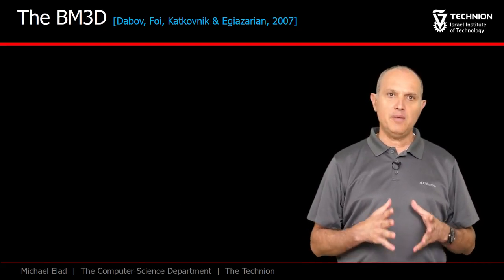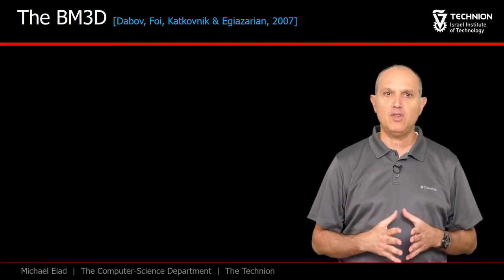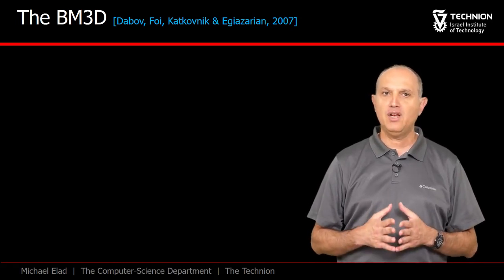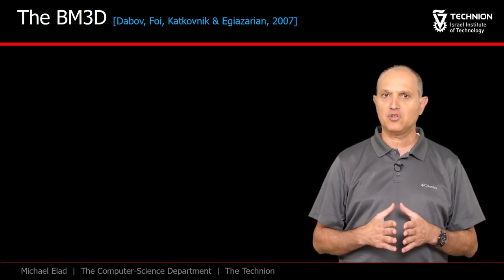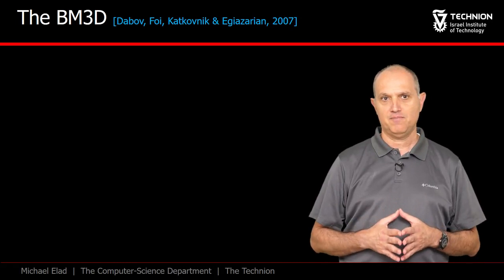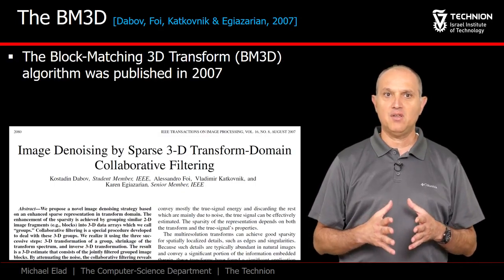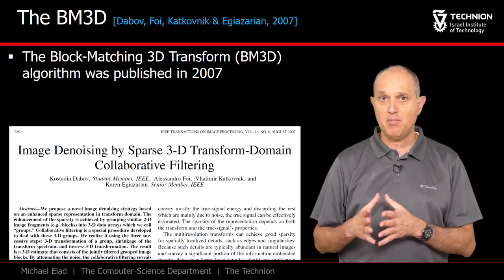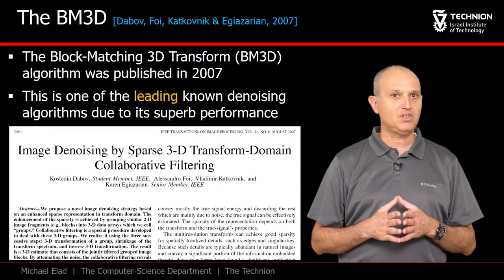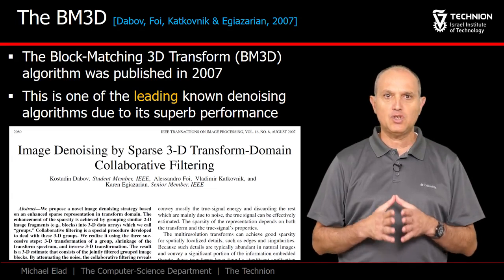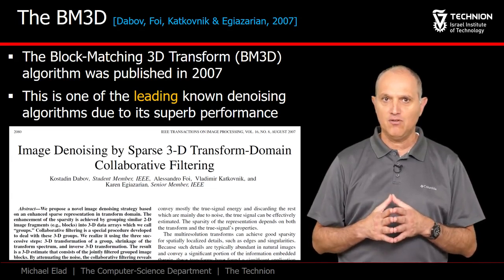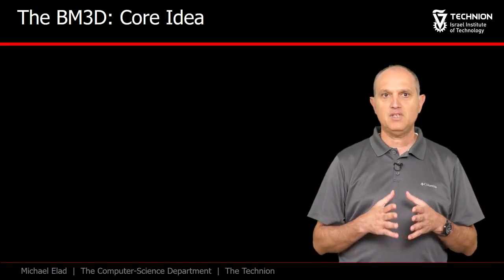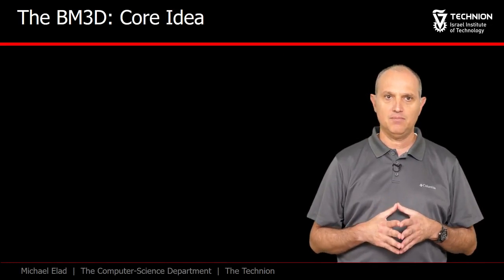A discussion on image denoising cannot be complete without mentioning the BM3D, a brilliant work by Dabov, Foi, Katkovnik, and Egiazarian. This is the paper presenting the block matching 3D transform, which was published in 2007, BM3D in short. For a long time, and until recently, this algorithm was considered as the best performing for image denoising. Let's present the core ideas behind the BM3D.